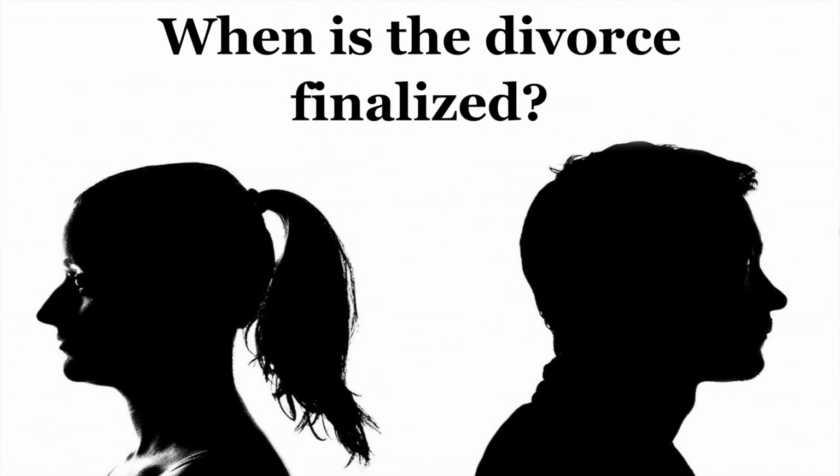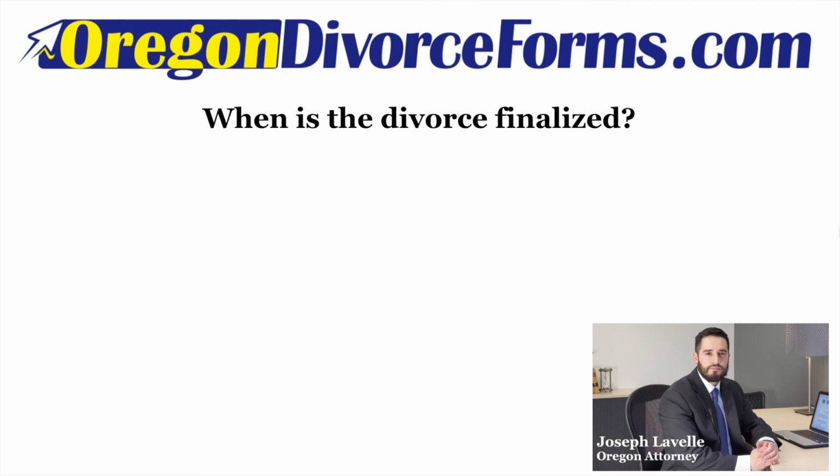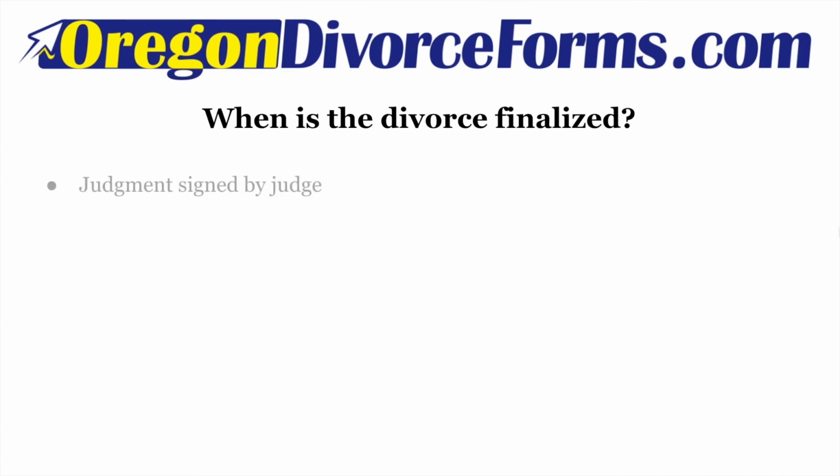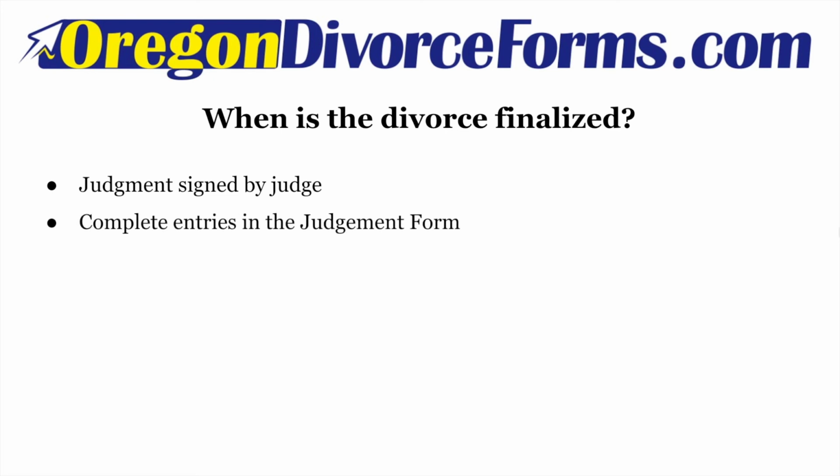When is the divorce finalized? A divorce is finalized when there is a judgment signed by a judge. This happens after the divorce concludes by either default, agreement, or trial. The judgment form in our default and judgment forms package contains entries for findings and orders a judge would make at trial. All you would need to do is complete the entries in the appropriate spaces we provide in the form. Of course, we give you guidance and instruction on how to do this so you're doing it right.